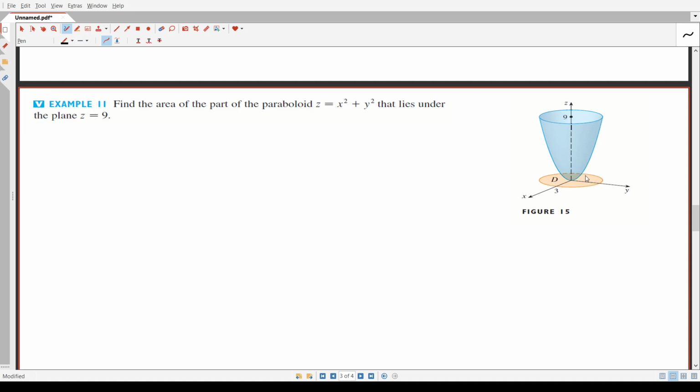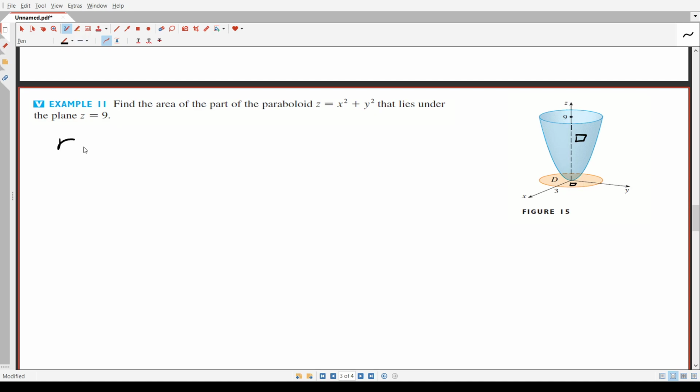So now the question is, if I take a small little square down here in the orange, how does the corresponding square up on the surface change? How does the area change? All right, so if I want to find the surface area of this thing, so first, let's write this as a vector function that parameterizes the surface.